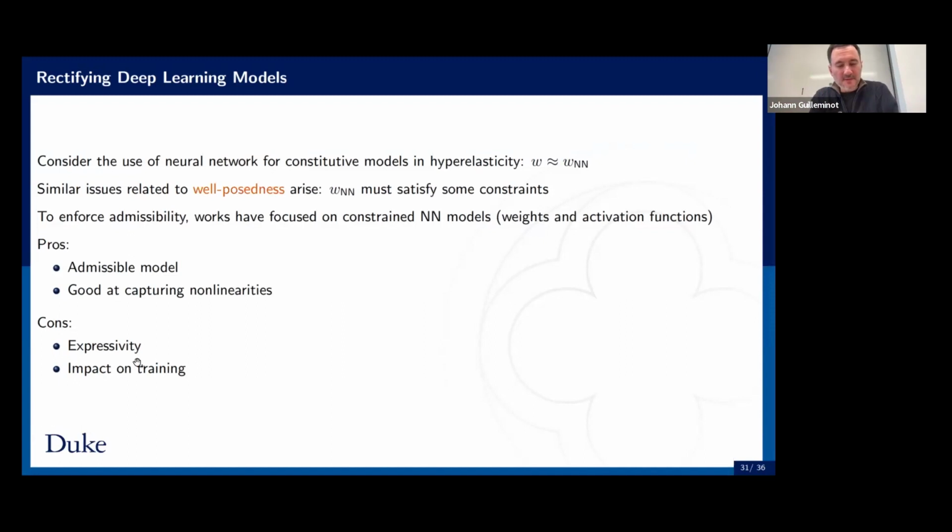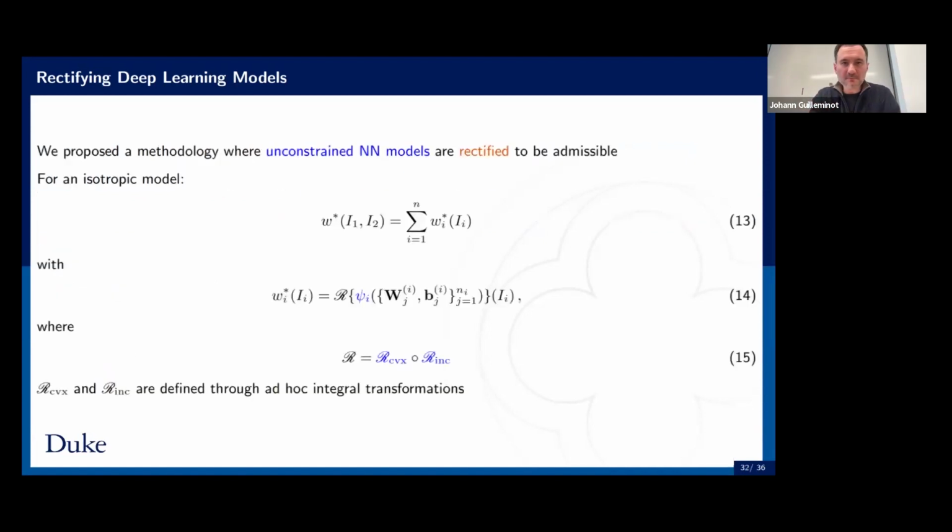But the issue with this is that when you do that, because I'm looking at a subclass of neural networks, I have an issue with expressivity. And also, because I'm restricting the space for the weights, it's going to have an impact on the training and the optimization.